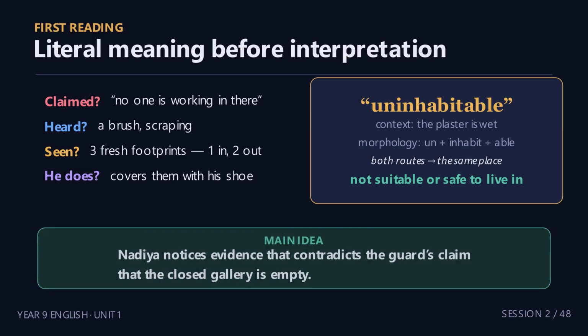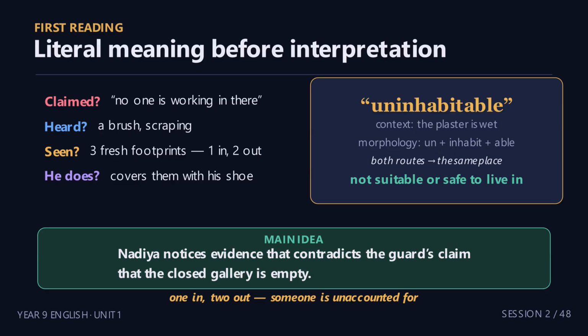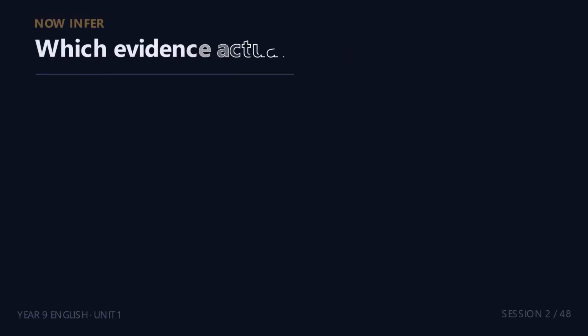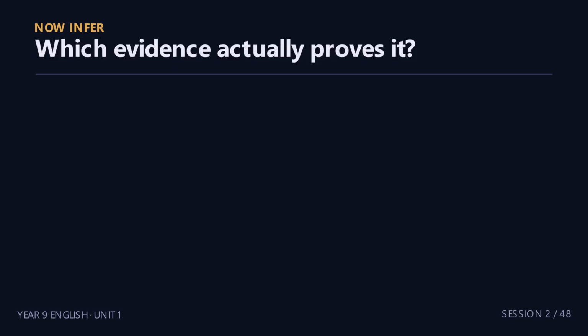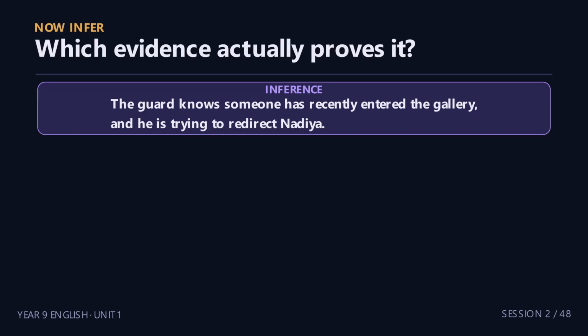So the main idea of this passage is this. Nadiya notices evidence that contradicts the guard's claim that the closed gallery is empty. Notice the arithmetic she's doing. 1 footprint in, 2 out. Someone is unaccounted for. Now infer. Here's a defensible one. The guard knows that someone has recently entered the gallery and he is trying to redirect Nadiya. Now, which evidence proves it?